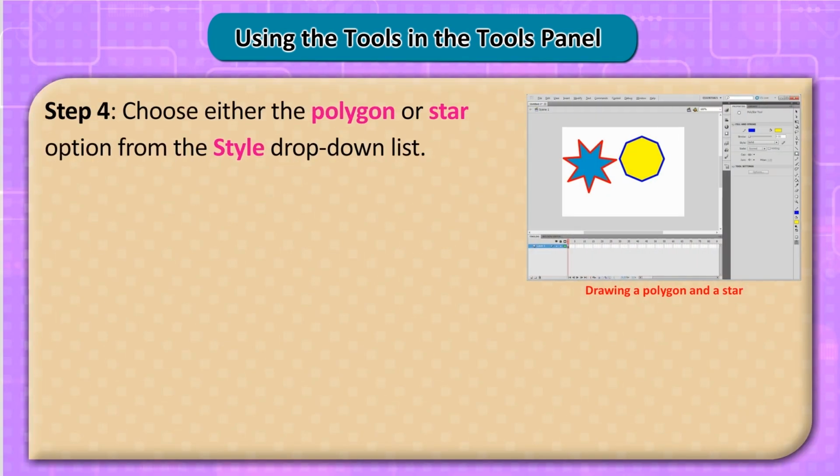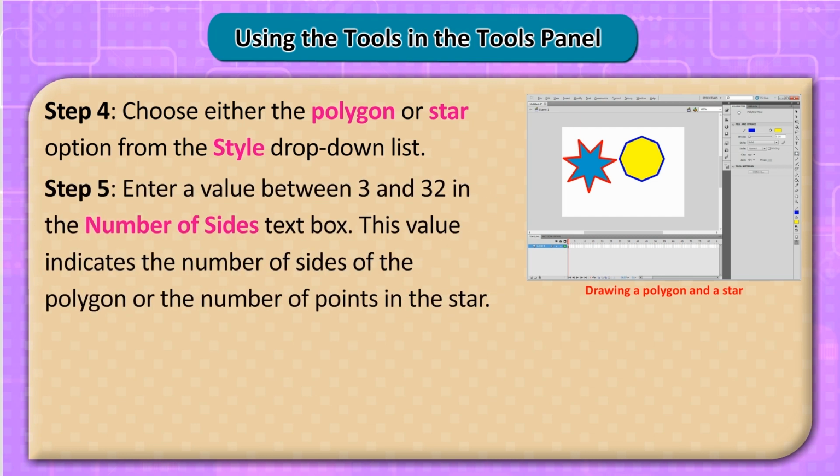Step 4. Choose either the polygon or star option from the Style drop-down list. Step 5. Enter a value between 3 and 32 in the Number of Sides text box. This value indicates the number of sides of the polygon or the number of points in the star.